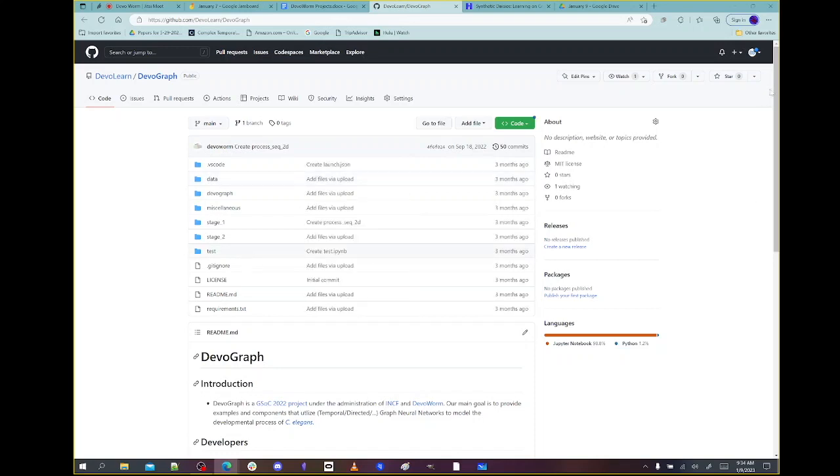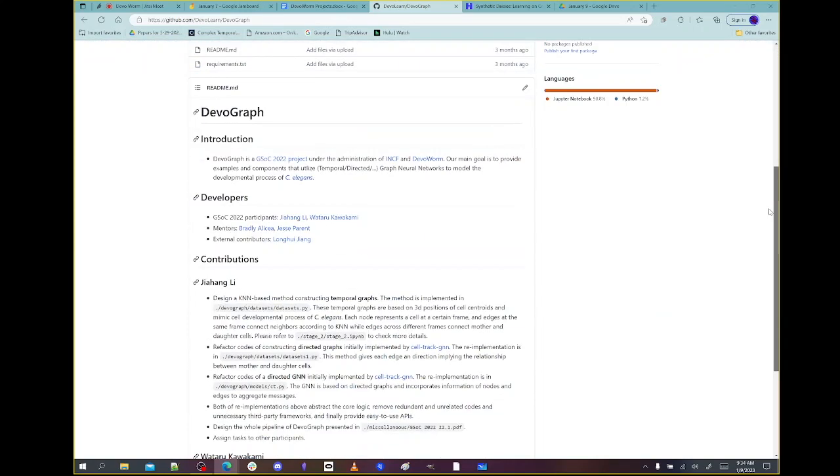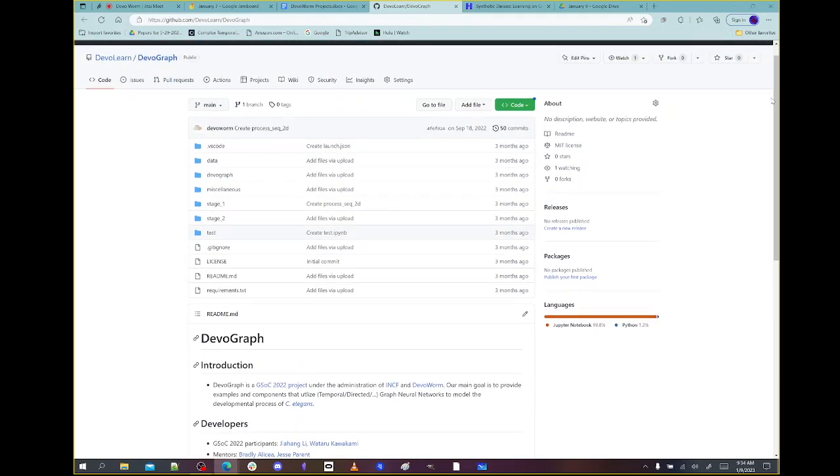So this is the DevoGraph repo here. You can go in and download the software and run it. This is open source under MIT license. You can run the software and see where we are with it.